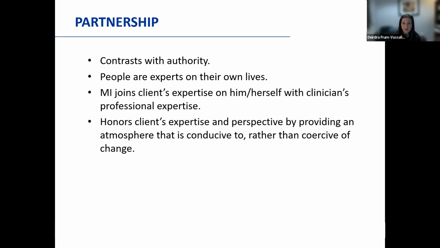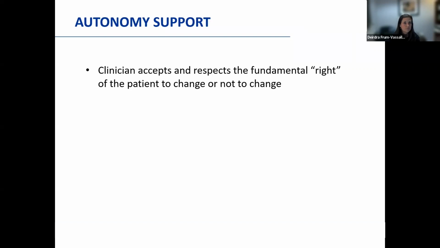So we're honoring the client's expertise and perspective. We're providing an atmosphere that is conducive rather than coercive to change. And again, the therapist is doing less than half the talking. So this is a real opportunity for listening. Supporting autonomy: we're respecting the fundamental right of the patient to change or not to change.